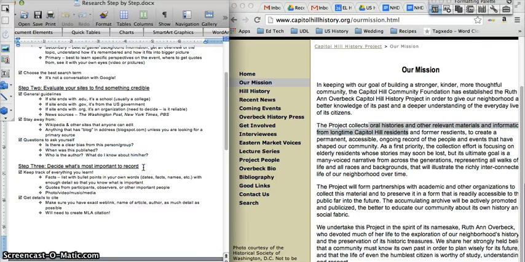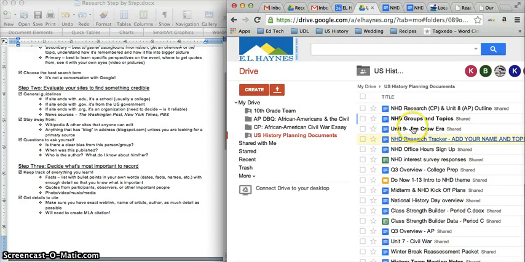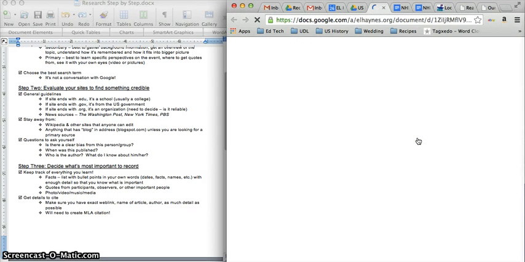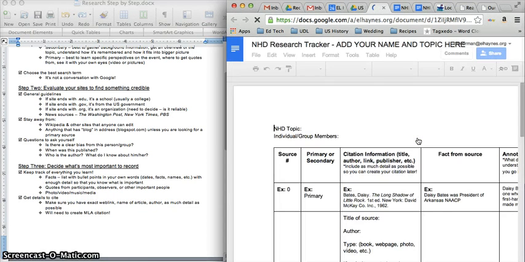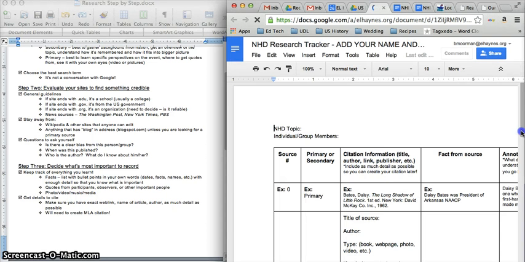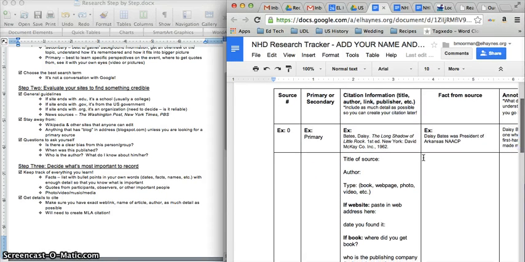The next thing that you want to do, once you have found a site and decided it's credible, is decide what's most important to record from it. Use your Google Doc to keep track of what you've learned. If you look at your research tracker, which you've hopefully created by now, and open it up, there's some specific information that's asked for on here.